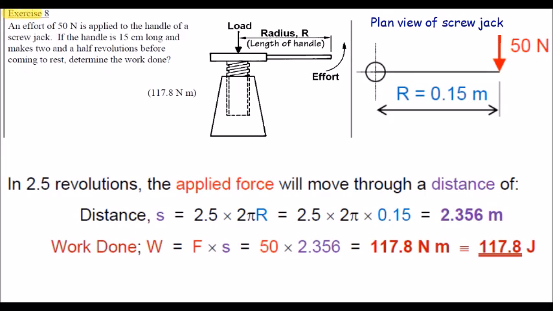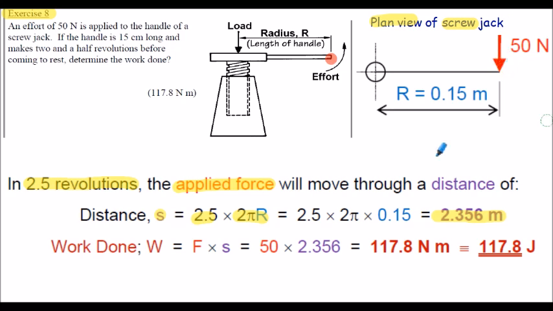Here's the exercise 8 solution. On the right hand side here I've shown a small diagram which is a plan view of the screw jack, so looking down from the top on the screw jack. We will see the 50 newtons applied at the end of the handle. So the 50 newtons is the effort applied here at the end of the handle, looking on the side elevation. So we know what the applied force is, that's the effort of 50 newtons, and that force is assumed constant over the 2.5 revolutions. So first of all we can find the distance travelled s, that's 2.5 revolutions multiplied by 2 pi r, 2 pi r being the circumference of one revolution. So 2.356 metres is the total distance travelled by that 50 newton force.